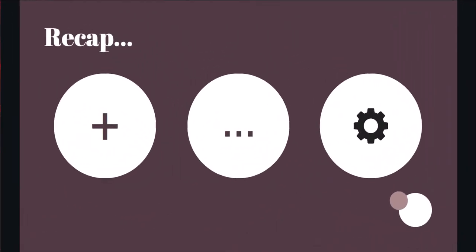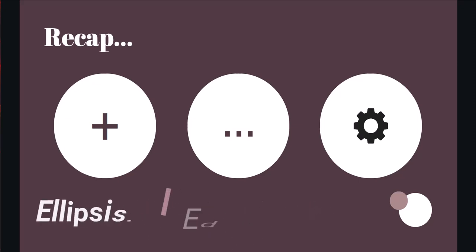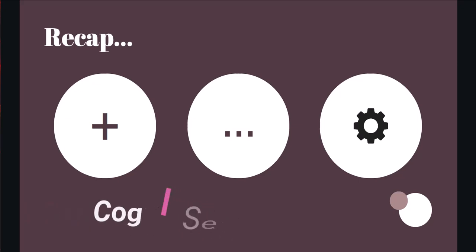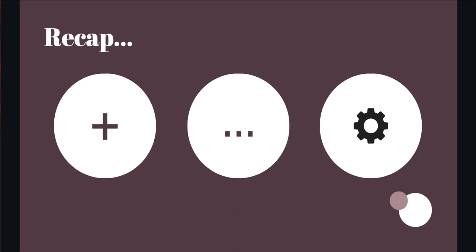Let's do a quick recap. The plus sign lets you add and create. The ellipses lets you edit, set accommodations, and the gear or cog is where you find your settings. By mastering these 3 buttons, you'll be well on your way to navigating Blackboard Ultra like a pro. Explore these options to get comfortable with the platform.